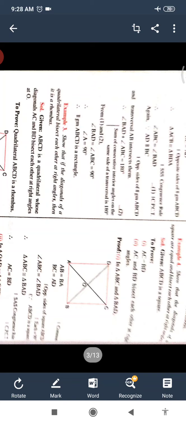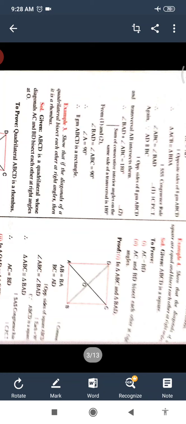First draw the square in your notebook. Draw the square ABCD, then draw the two diagonals AC and BD, which intersect each other at O. Now what do we know about the square? AC equal to BD, that is what we have to prove.